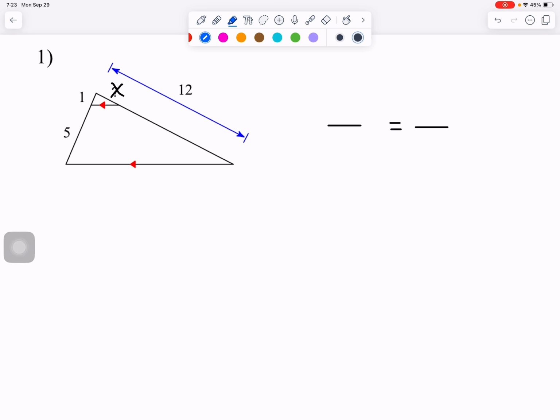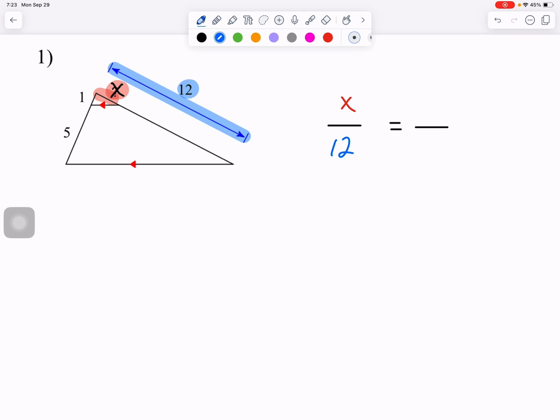I will highlight this entirety of 12, I'll put that in blue, because that represents this entire side. And then we're going to set that over, or just use our little X, and let's go red over blue. So let's go X over 12. Wonderful. But now if we did this entire side, that means we have to do 5 plus 1 because we also need that entire side. And I'll use this just to kind of represent it. We'll build it in ourselves.